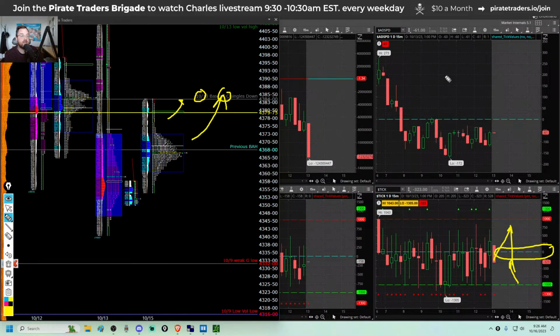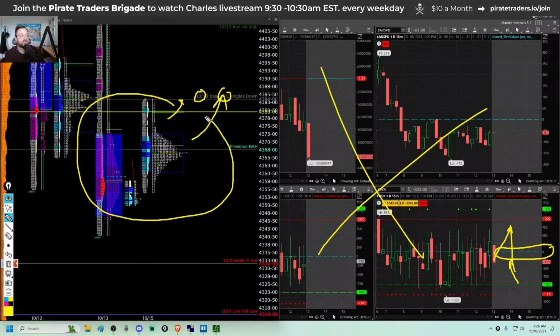So that's what I want to watch. I pretty much ignore the market internals until something in price action is asking me to look for a confirmation. Are we getting resistance? Are we getting support? Are we breaking out? Are we failing and pulling back in? Let me look at the internals for a confirmation.